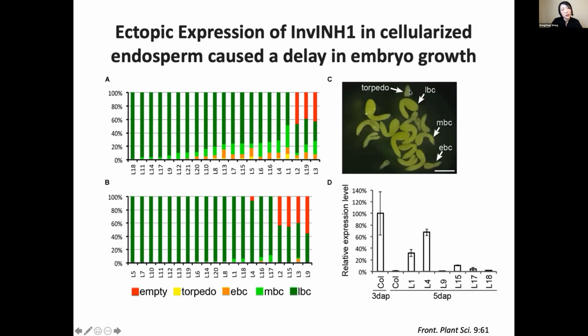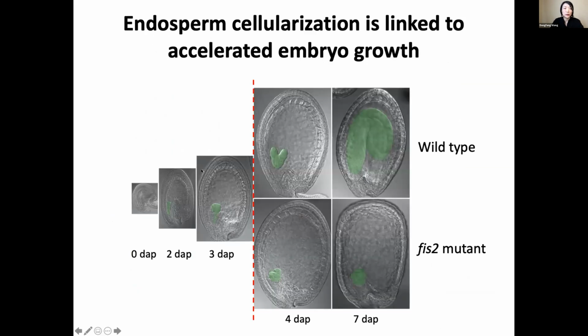Our next question is, what are the upstream regulators that turn on the invertase inhibitor? The transition from the syncytial phase to the cellularized phase requires a chromatin remodeling complex called the PRC2 complex. One of those genes is called FIS2. As you can see here, in the FIS2 mutant, the embryo growth rate is a lot slower compared to the wild type after 4 days. So our hypothesis here is, does this phenomenon involve invertase inhibitor?